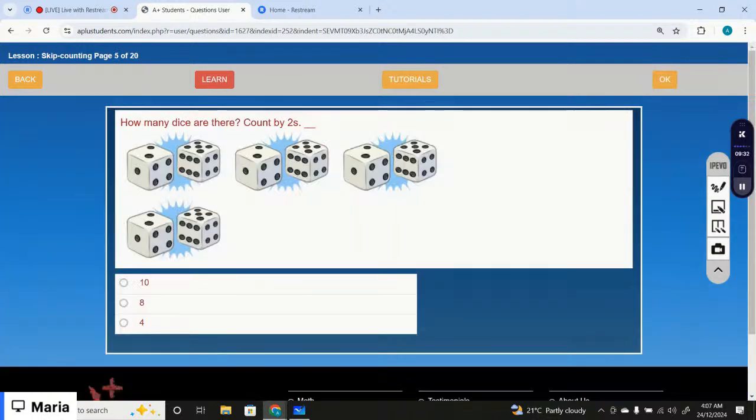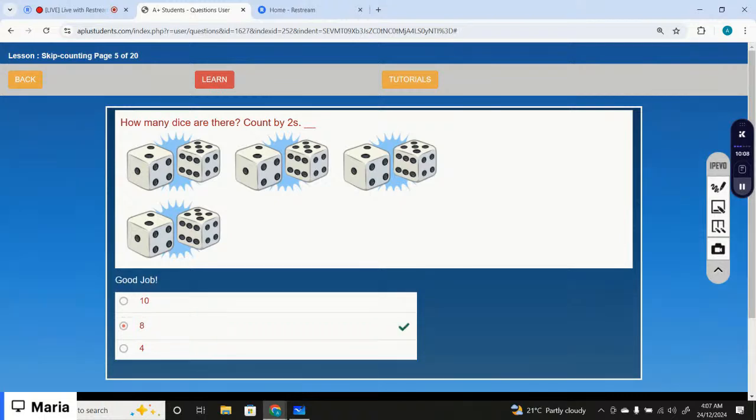How many dice are there? Which is the correct option? Very good. That is 8. The correct option is 8. Option number two is the correct option.